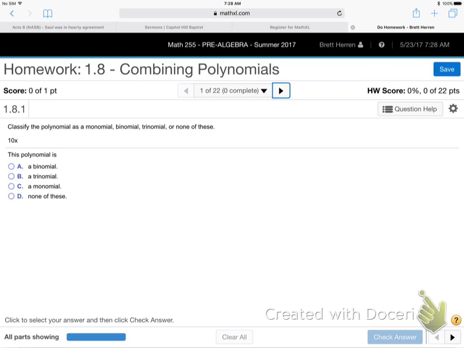All right, classify the polynomial as a monomial, binomial, trinomial, or none of these. So they want me to classify a polynomial. Do you know what they're talking about? 10x. We're talking about 10x. Anybody know that one already? Yeah, it's actually a monomial here because it's only one term. This is a monomial. Mon means one.